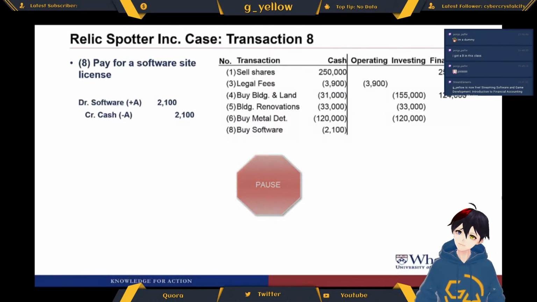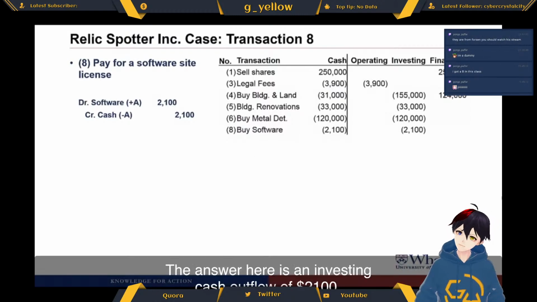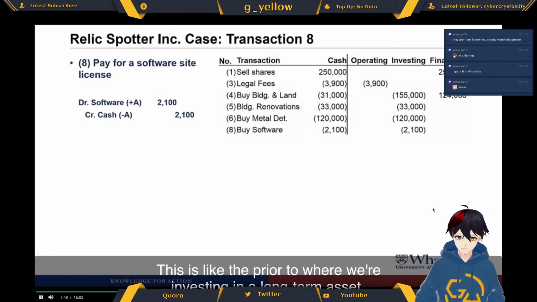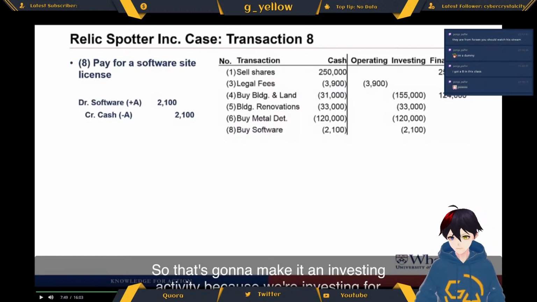Why don't you try to guess whether that's operating, investing, or financing? The answer here is an investing cash outflow of $2,100. And before the virtual students jump in, I'll just tell you, this is like the prior two, where we're investing in a long-term asset.